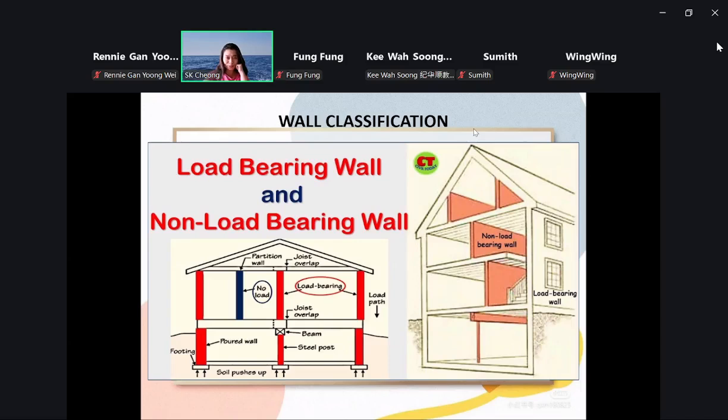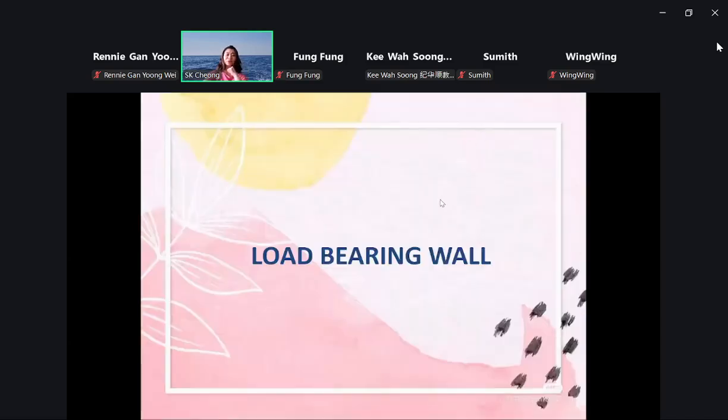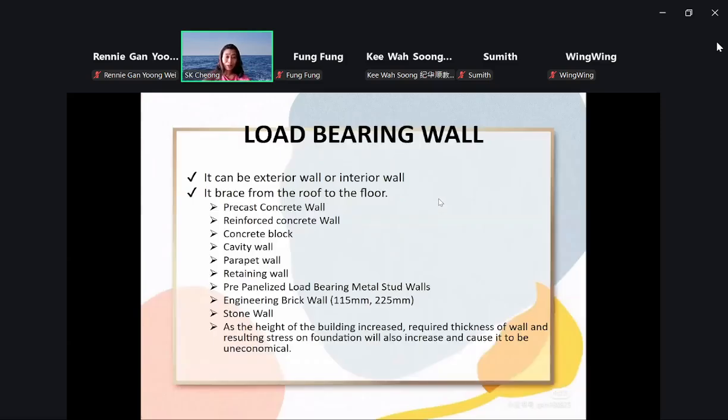Load-bearing wall. These are some examples. If you can write to me, it can be an exterior wall and an interior wall, so it shows that you understand load-bearing.